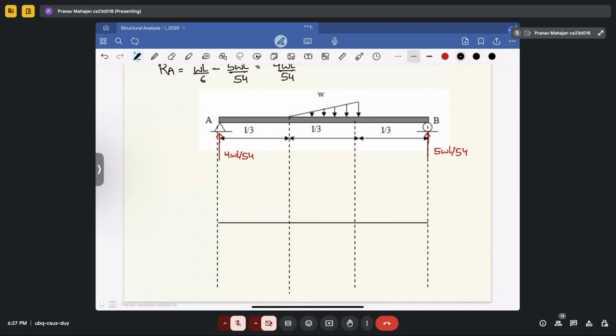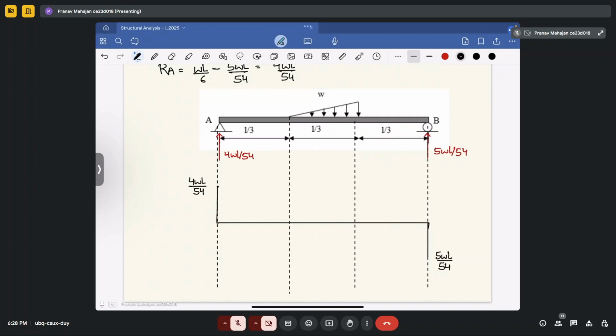How will it look? In this case, 4WL by 54 will be in the upward direction. So draw this: this is your 4WL by 54, and this will be in the downward direction. So this will be 5WL by 54.